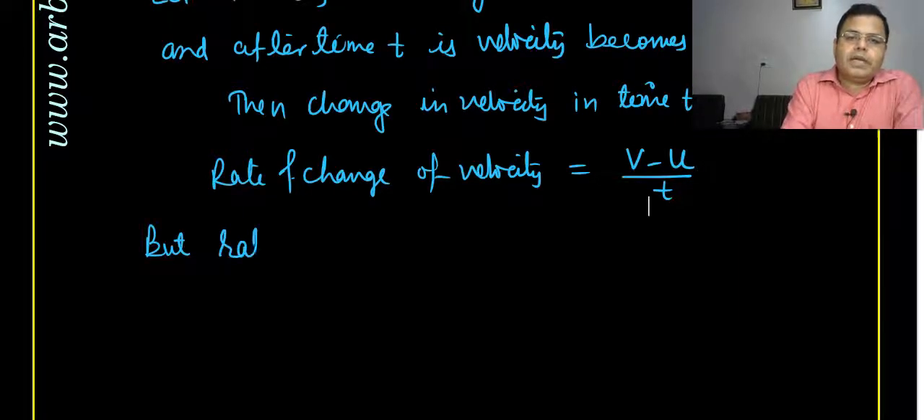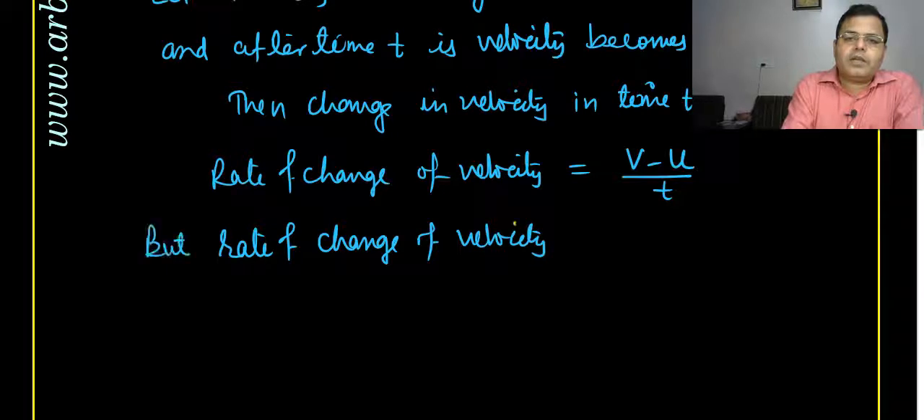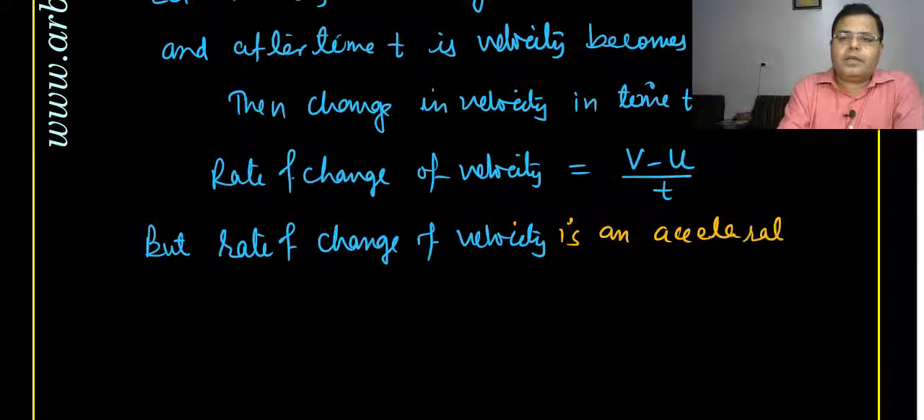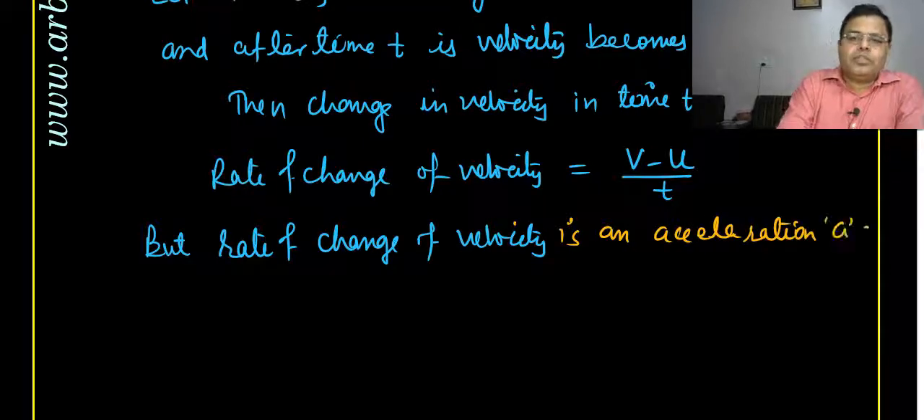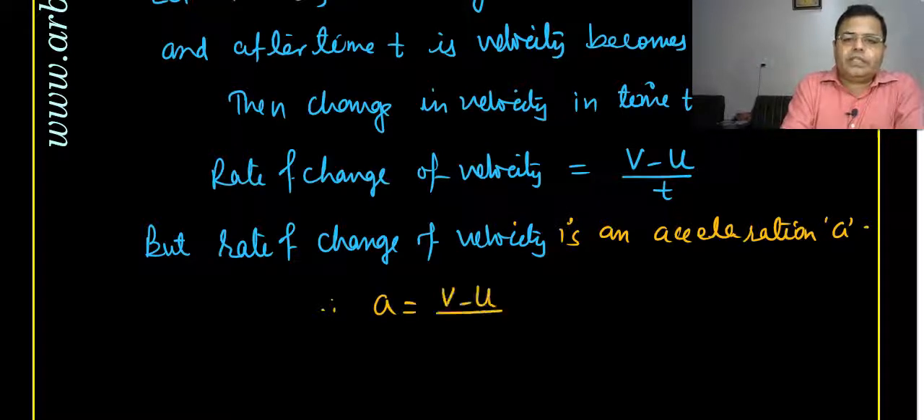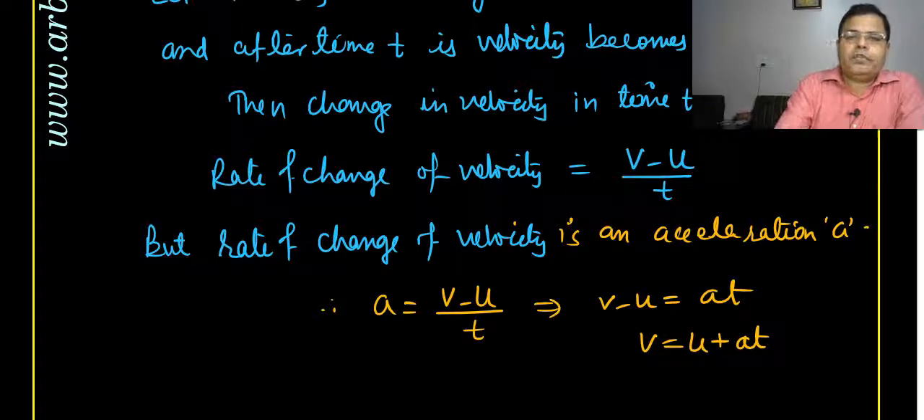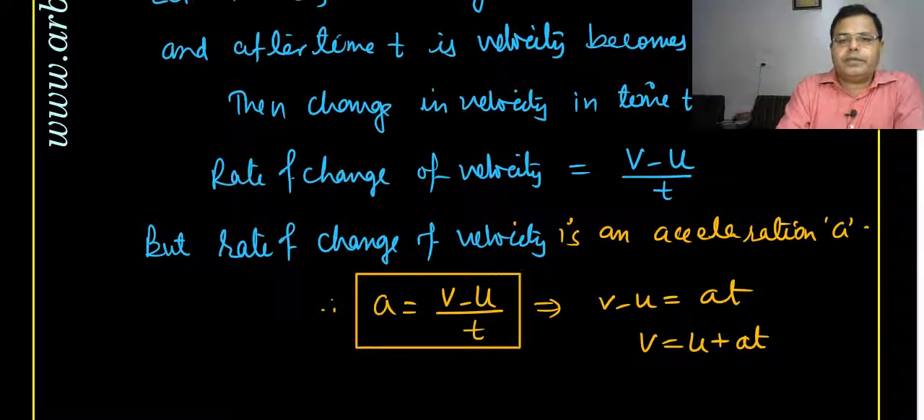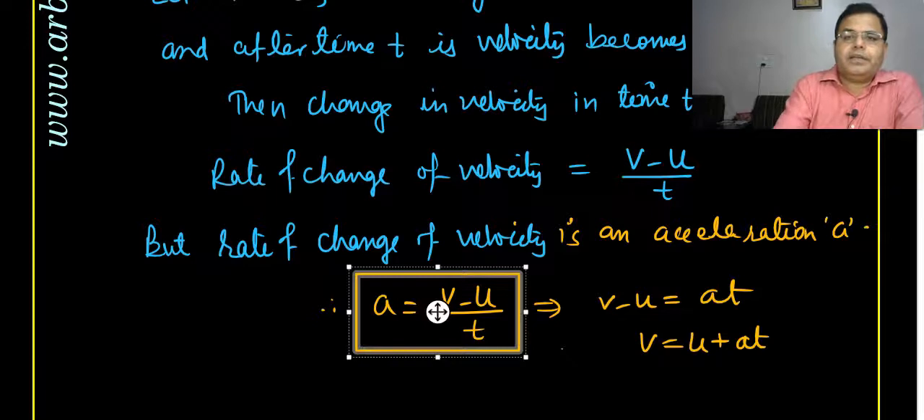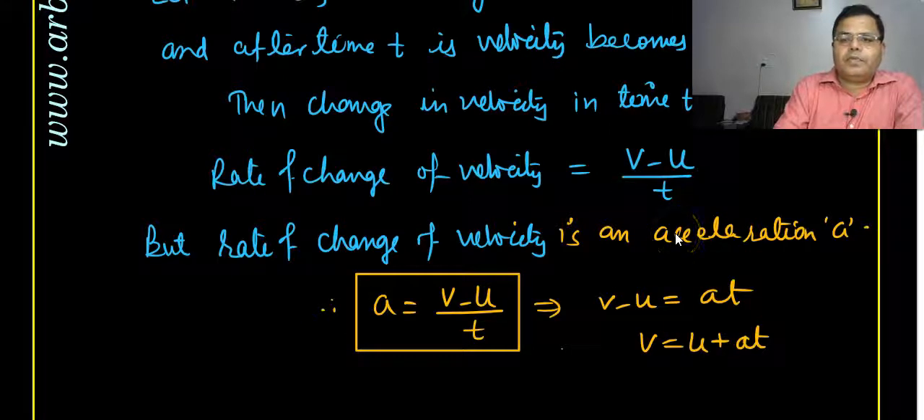But the rate of change of velocity is called acceleration, isn't it? So therefore a is equal to v minus u by t, or v minus u is equal to at, and v is equal to u plus at. This is also called the first equation of motion. This is the formula for acceleration, and this one is described as the first equation of motion.